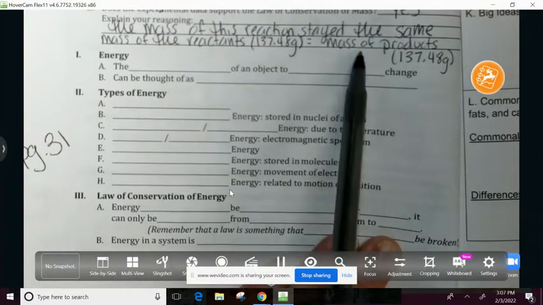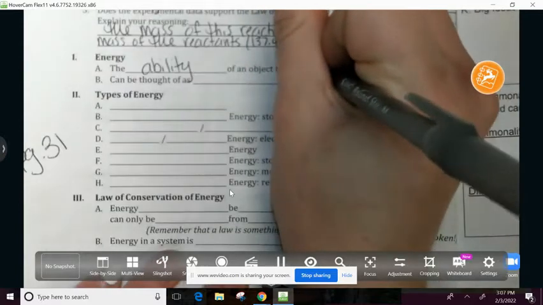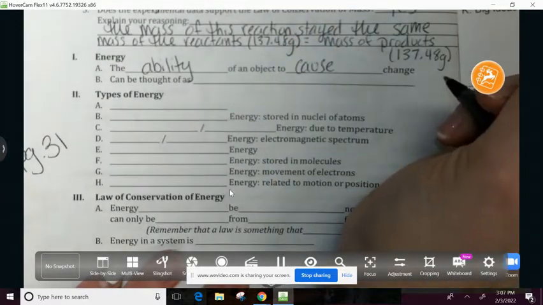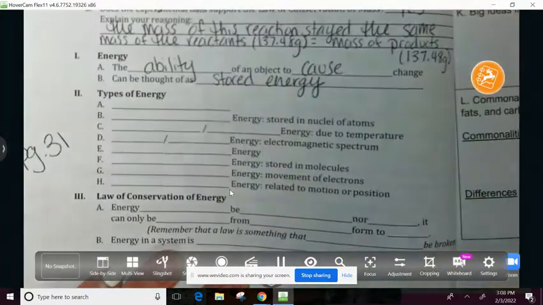Let's review that the law of conservation of mass says that the mass of the reactants is equal to the mass of the products. Now when we talk about energy, they have some of the same rules. Energy is the ability of an object to cause change. It can also be thought of as stored energy, or it has the potential to do something.